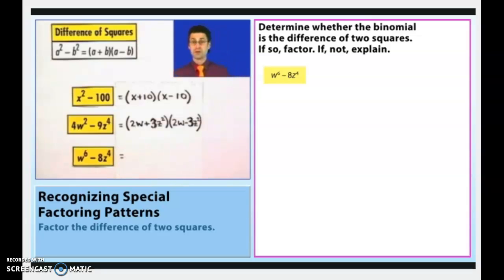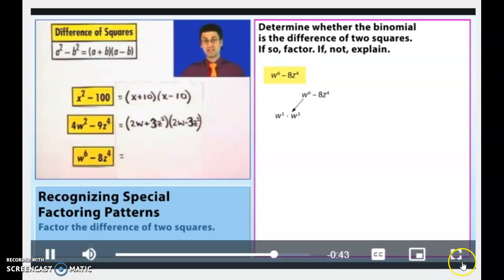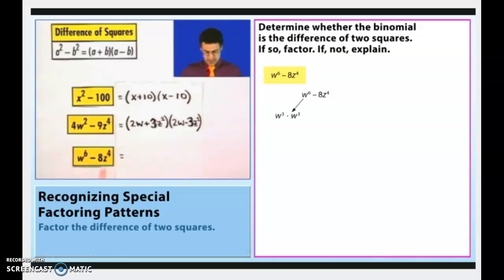Is this the difference of 2 perfect squares? Well, w to the 6th is a perfect square. It's w cubed squared. So that's good. And that's a difference, so that's good.